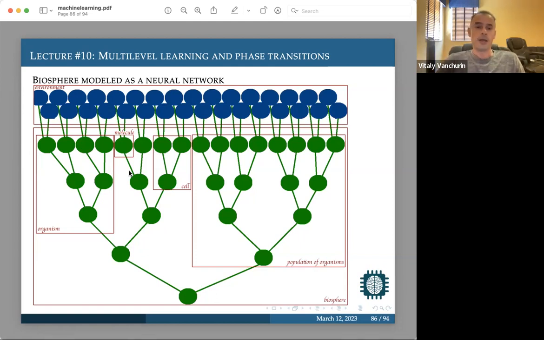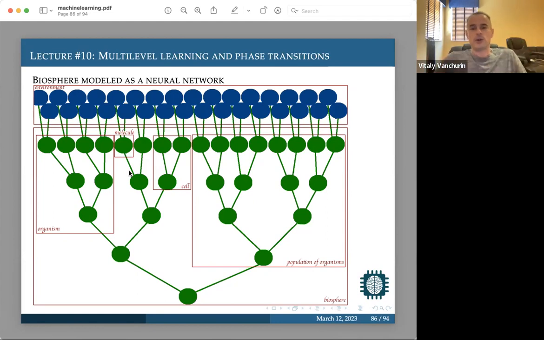And then presumably what's happening is that the cells are optimizing, and we call it frustration. So the cell tries to optimize its own loss function, but at the same time, the cell is a part of the organism, so it indirectly optimizes the behavior of the entire organism.